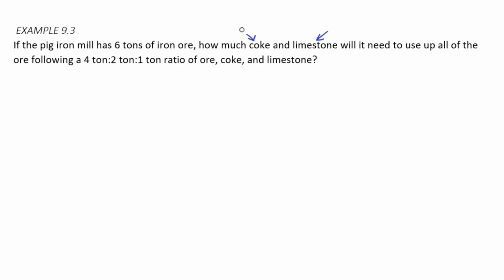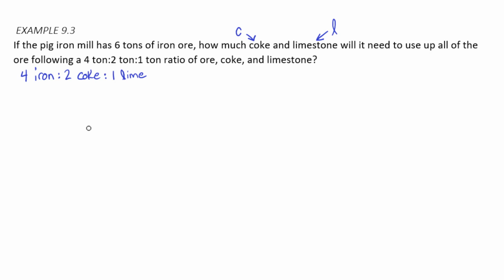So how much coke we need, I'm going to notate that with a C. In mathematical problems, it just helps to use notation to shorten what you're doing. But being clear about what you're identifying as what is really, really important. So I'm going to call how much coke we need C, and I'm going to call how much limestone we need L. So that's like a cursive L. Now we have a ratio of 4 tons of iron to 2 tons of coke to 1 ton of limestone.